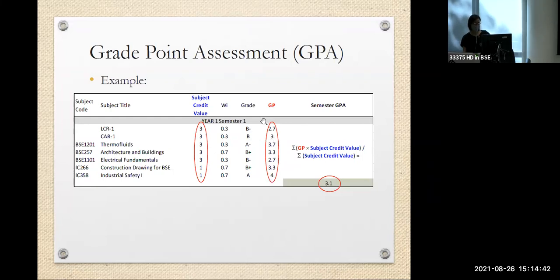So you can multiply. Okay, so 3 times 2.7 plus 3 times 3 plus 3 times 3.7 plus 3 times 3.3 and so on. And then divide it by the summation of all these credit values. So you have the GPA for this semester. Okay. So 3.1 is a good grade. Okay, 3.1咧幾好啦。So this is a satisfactory grade.